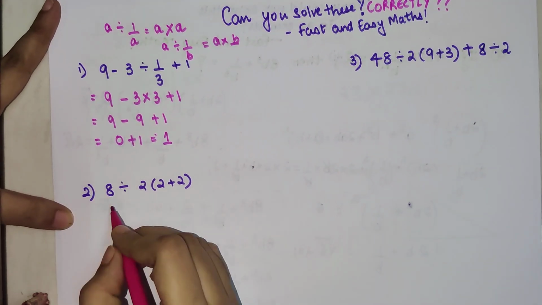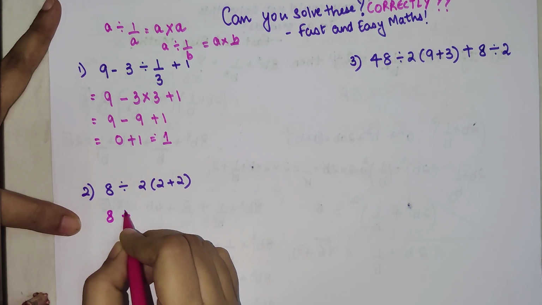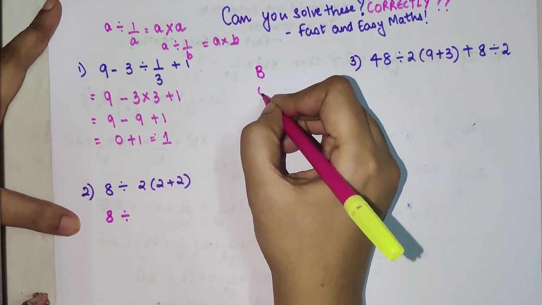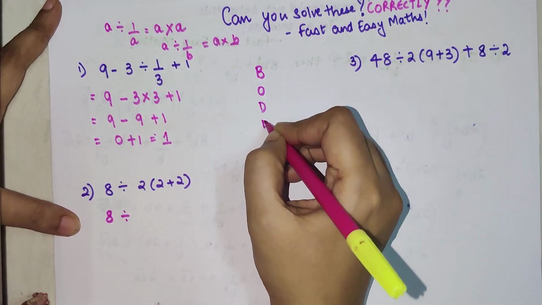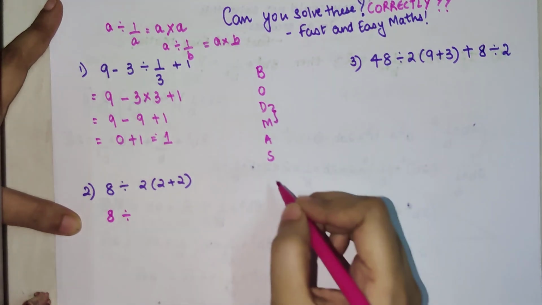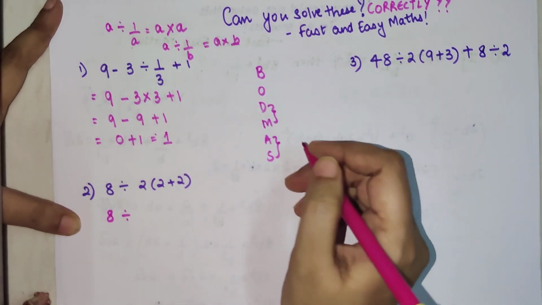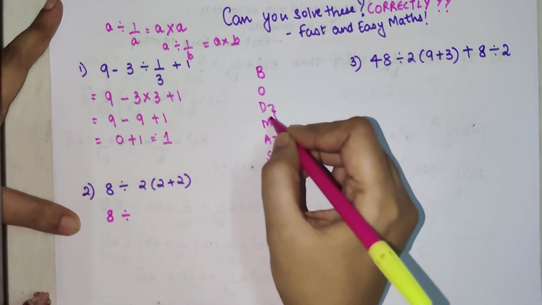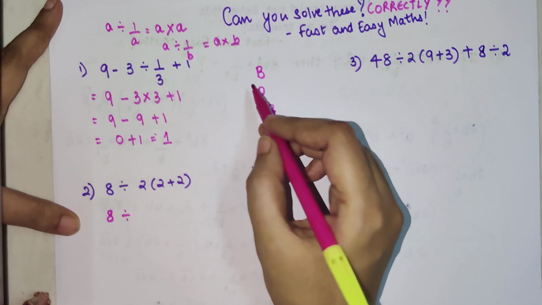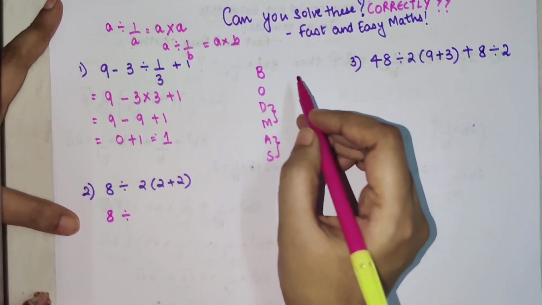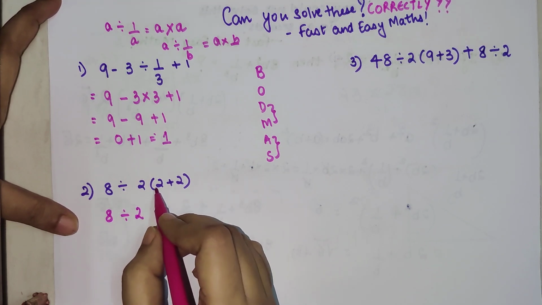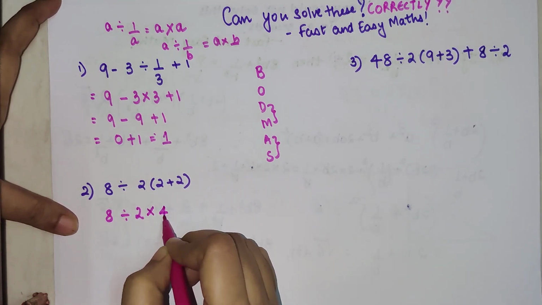Okay, so now this one is 8 divided by... let me just write down BODMAS, where these two hold the same precedence and these two hold the same precedence. Okay, so this will always be considered first before addition and subtraction, and the bracket will be taken as the first and foremost expression to be solved. So 2 into 2 plus 2, which is nothing but 4.